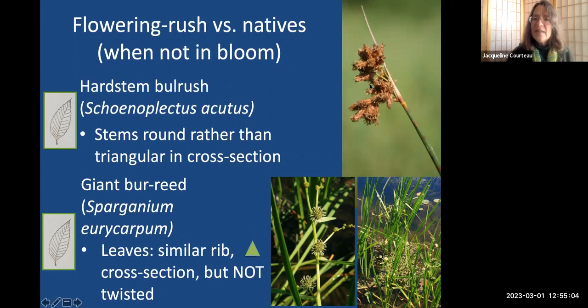And also you can see here, maybe it looks like an umbel, but it always has the leaves pointing up and surpassing the flower clusters rather than having a straight umbrella-shaped cluster. Giant burrweed, again, if you see it in flower, you're going to notice those really distinctive flowers. But if you just see the vegetation, it has a similar rib and can look a little bit similar in cross section, but it's not twisted.